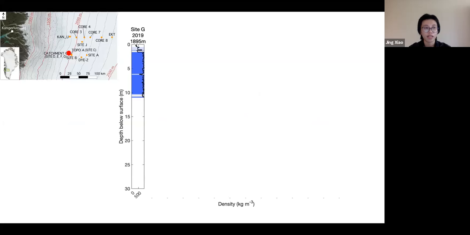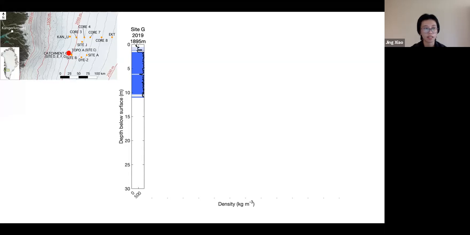Yeah, so before diving into DI2, let's first take a quick look at the whole study area. This is a stratigraphy figure of the site G core. Its location is shown on the map with the red dot. The y-axis is the depth from surface. The top is the surface and the bottom is 30 meters below surface. Also, this core is only 10 meters long, so below 10 meters, the white part is just blank.